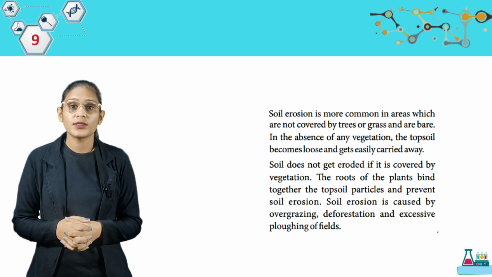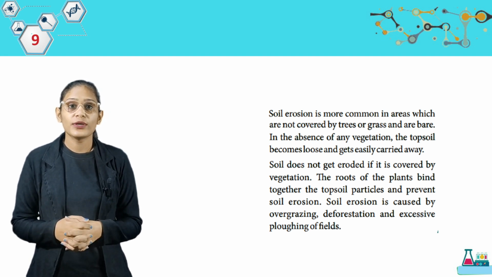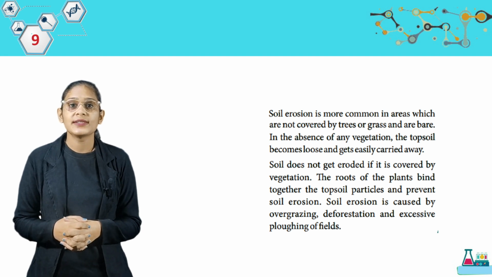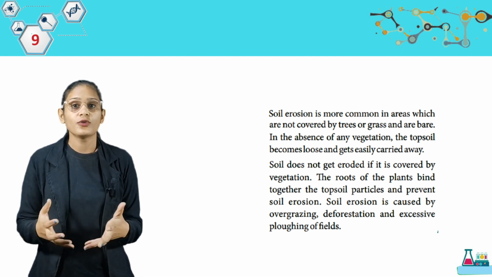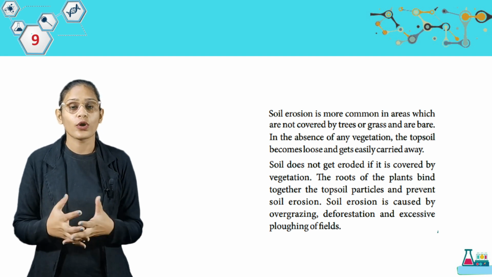Soil does not erode if it is covered by vegetation. The roots of the plants bind together the top soil particles and prevent soil erosion. Soil erosion is caused by overgrazing, deforestation and excessive ploughing of fields.